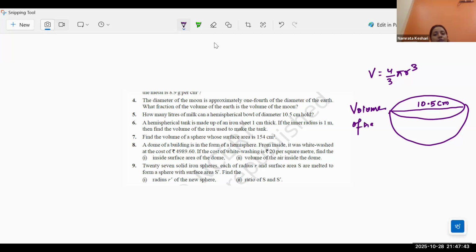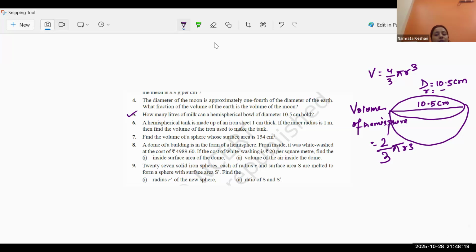Volume of hemisphere is half of the sphere's volume. If you do half, the formula is 2 by 3 pi r cube. Here diameter is given, radius you can find and put it over here to get the final answer. Can I leave it? Yes, ma'am. Okay, number 5, I am leaving it because directly it's based on the formula. Diameter is given as 10.5 centimeter. Radius you will be able to find by dividing it by 2.